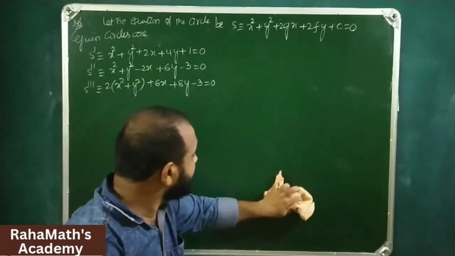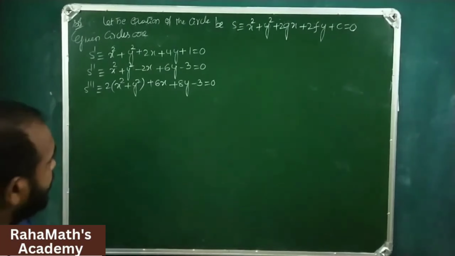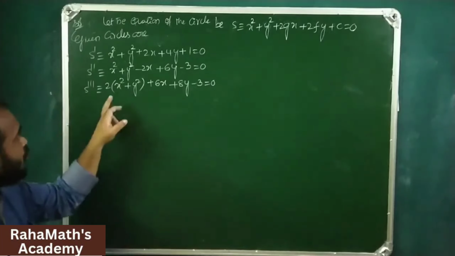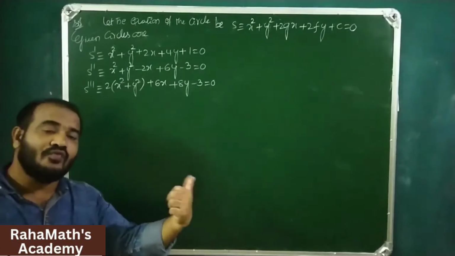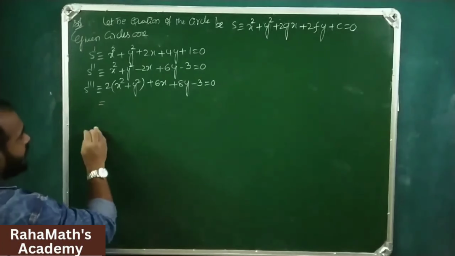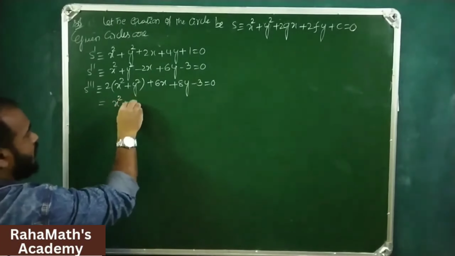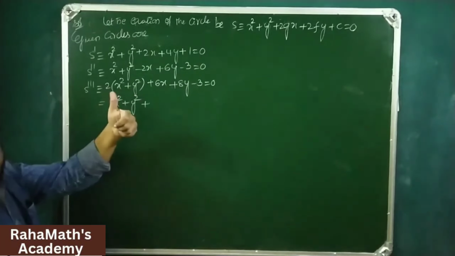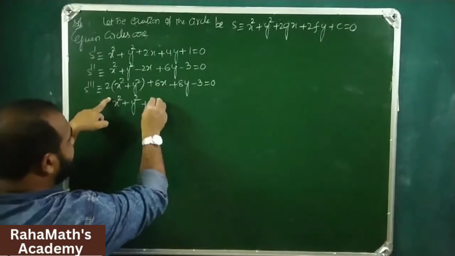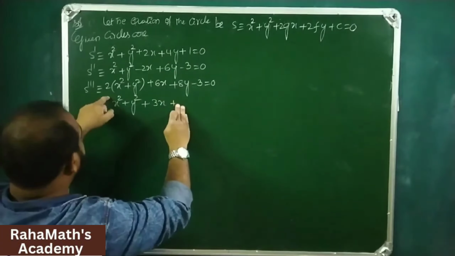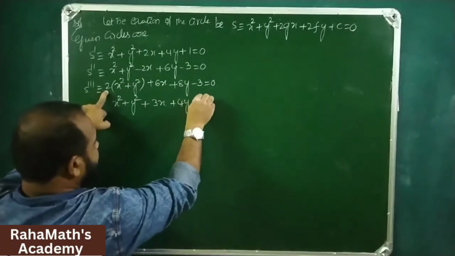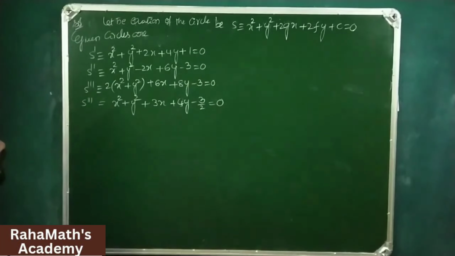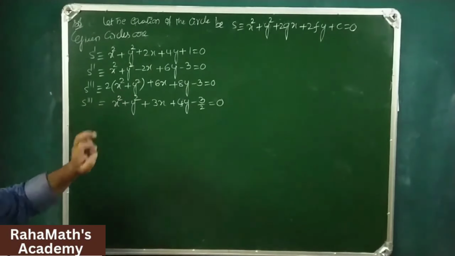Since S triple dash is not in order, which is not a general equation, for the equation to be a general equation, the coefficient of x square and the coefficient of y square should be 1. For which let us do a little thing. For this, x square plus y square, with the 2 you multiply, then the x square, y square coefficient will be 1. So 6x by 2 is 3x plus 8y by 2 is 4y minus 3 by 2 equals to 0. Now this is my S triple dash. Instead of this, I will take this.